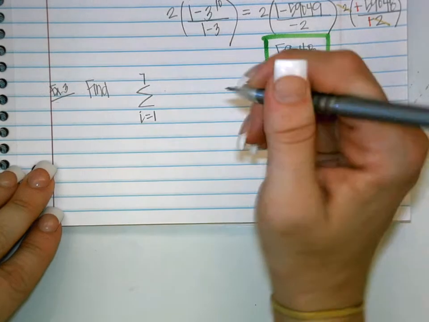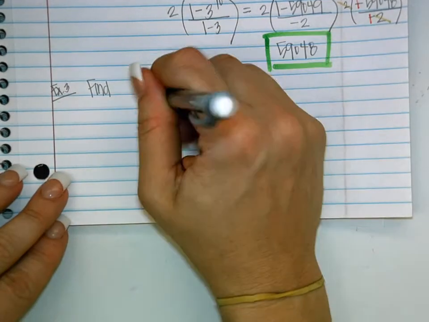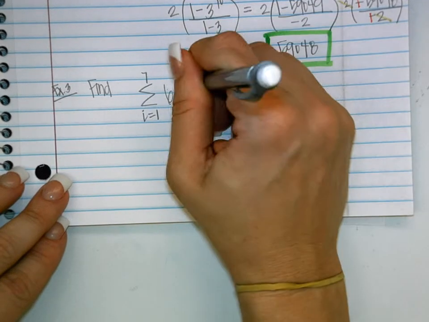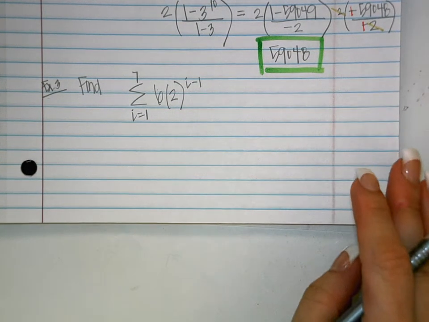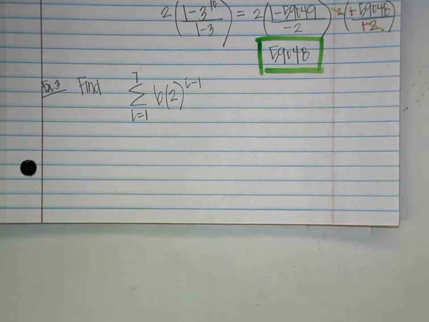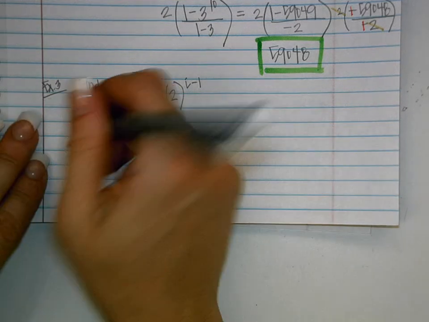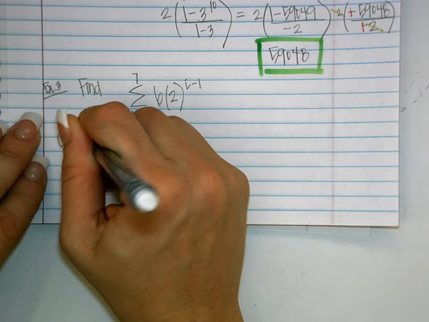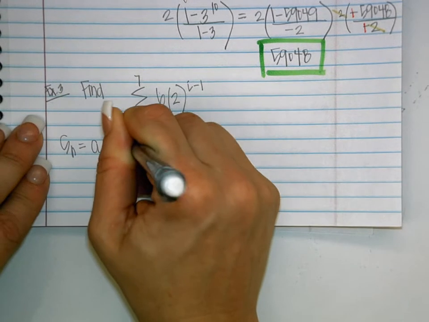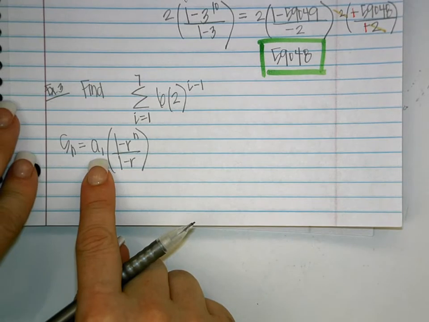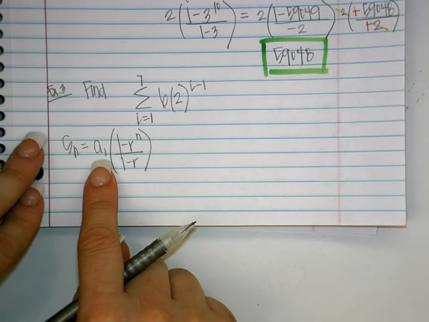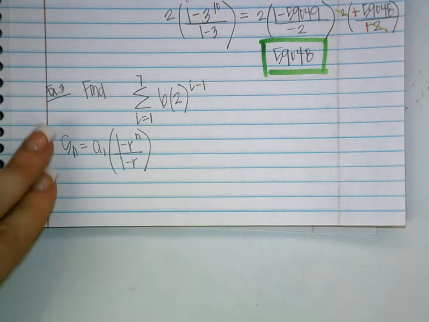I haven't given you the formula yet. Hold on. 6 times 2 to the i minus 1 power. So I'd like you to find the sum if I plug in 1 through 7 into this formula. To use that sum formula, what do I really need? I need S sub n equals a1 times 1 minus r to the n over 1 minus r. So I need to know what a1 stands for. First term. Can you tell me what is the first term just by looking at this formula?